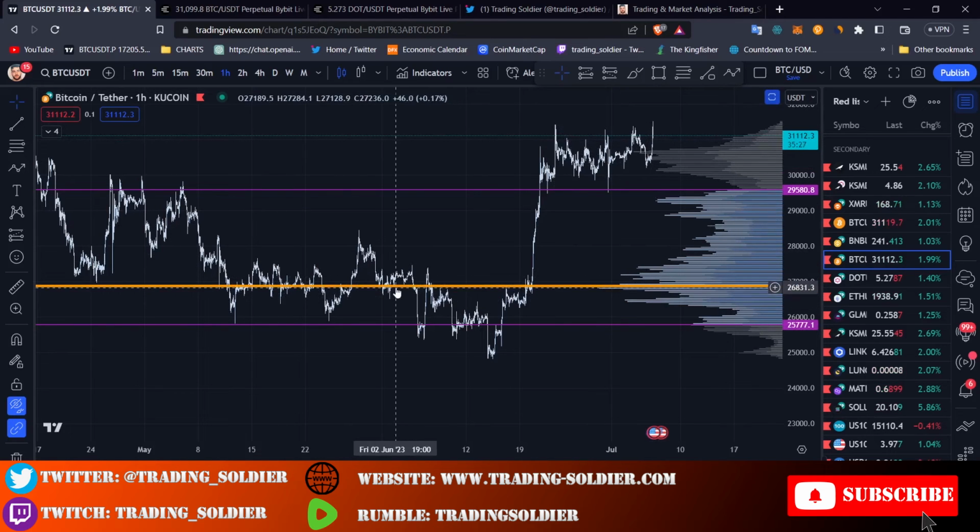But also you can see that the POC, that is the point of control, is the most important point that you can find with the visible range volume profile, okay?